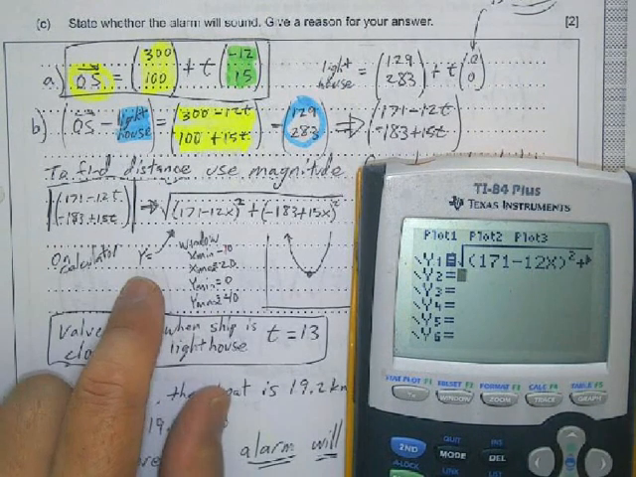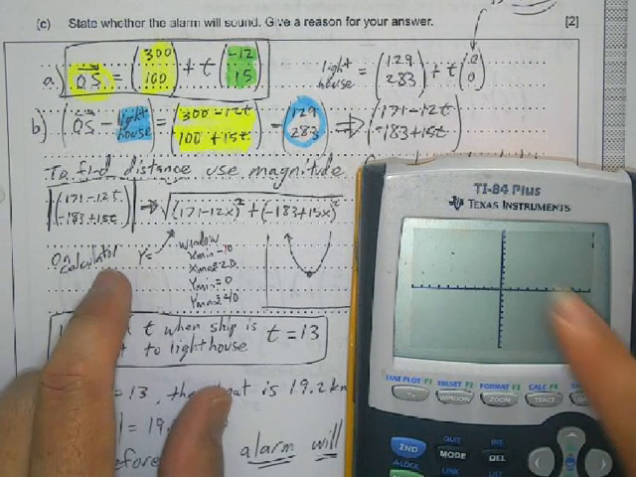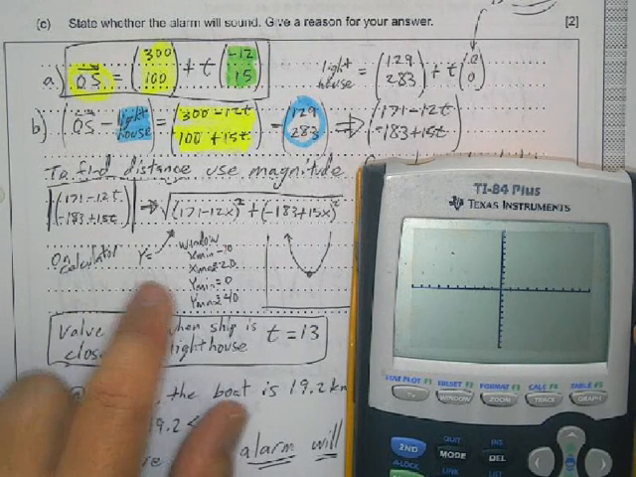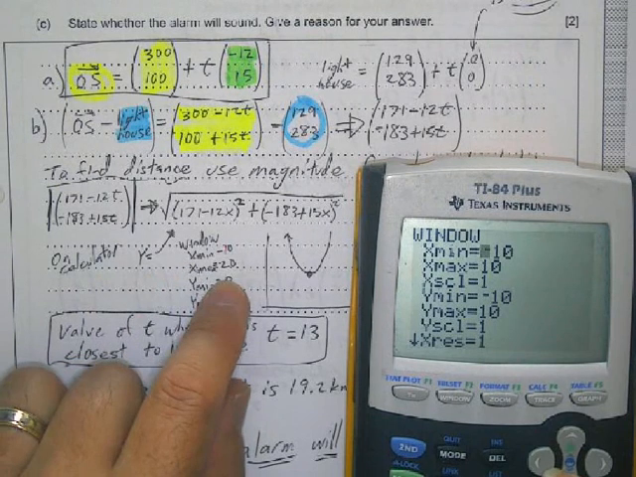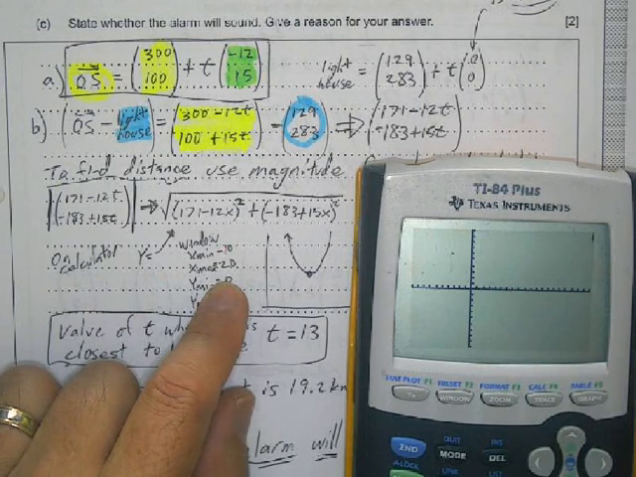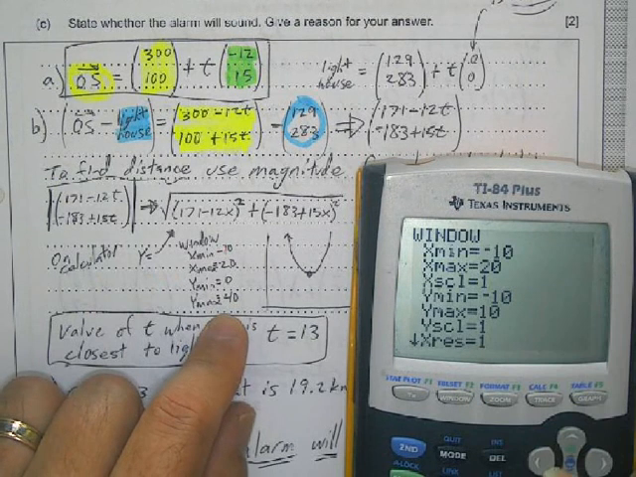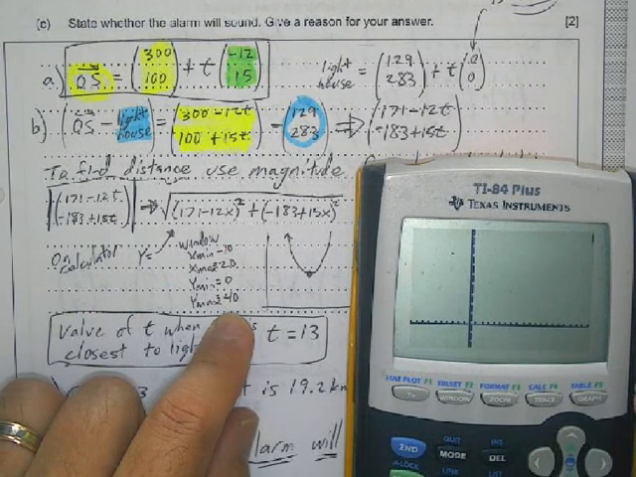So then if I hit graph, all of a sudden you see nothing. Oh no! So we need to change the window here. I'm going to change the X max to 20. Let's see what happens. And oh no! So let's change the Y max to something bigger. Hit window. I'm going to change the Y max to 40. Let's see what happens. Okay, so here we go. We can see our graph now.